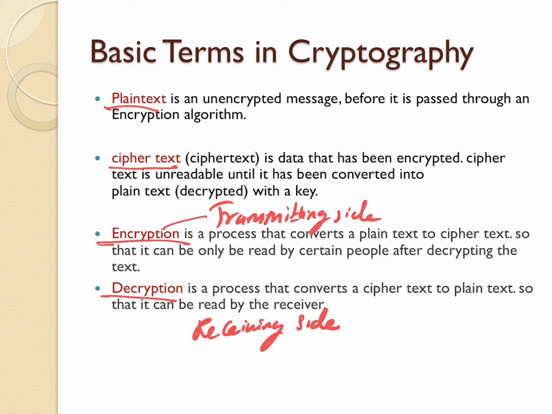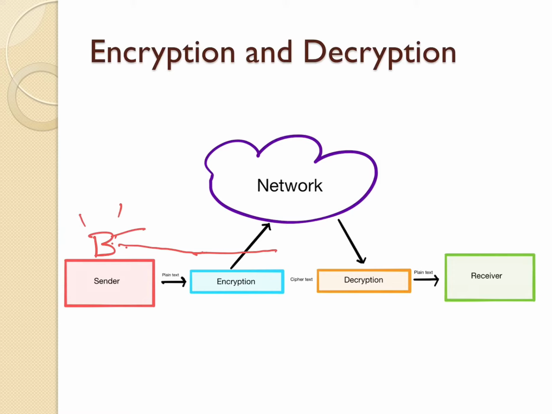So if a sender wants to send a message to the receiver side, before sending this letter B into the network, it is considered plain text. This is the actual message. I'm just taking a letter B. Before sending into the network, the sender uses the encryption algorithm to encrypt this data. Now it becomes cipher text. Say for example, it transforms into the letter H, and then it is sent to the network.